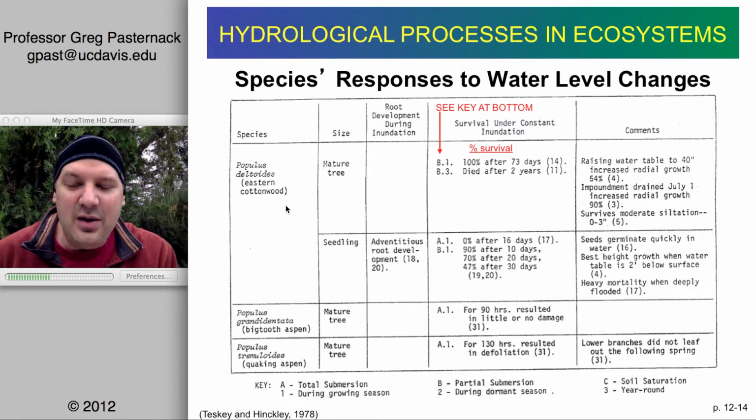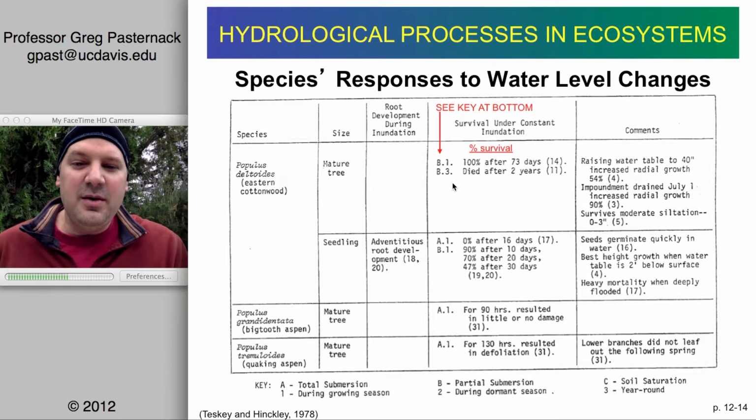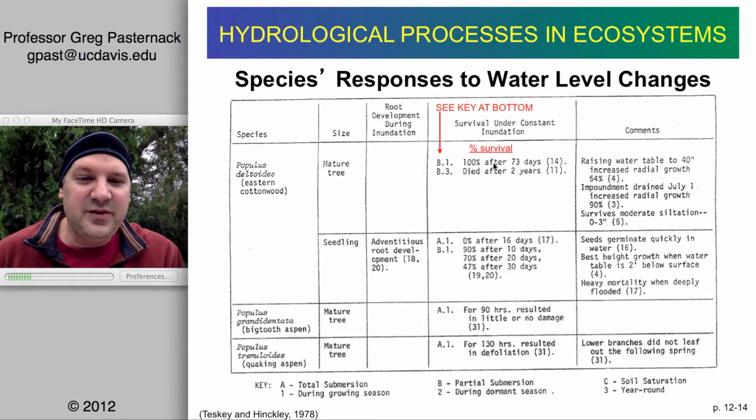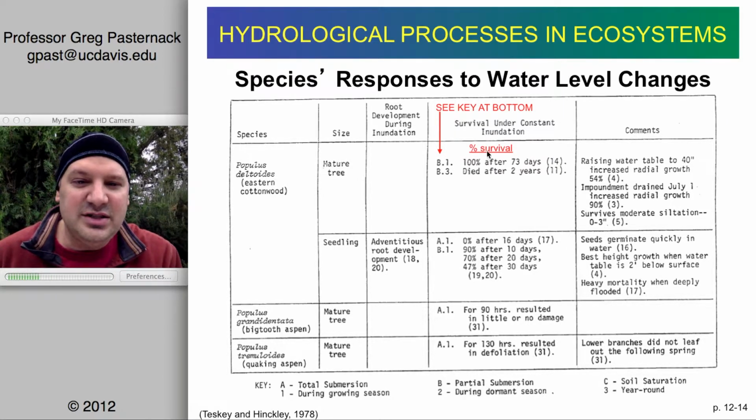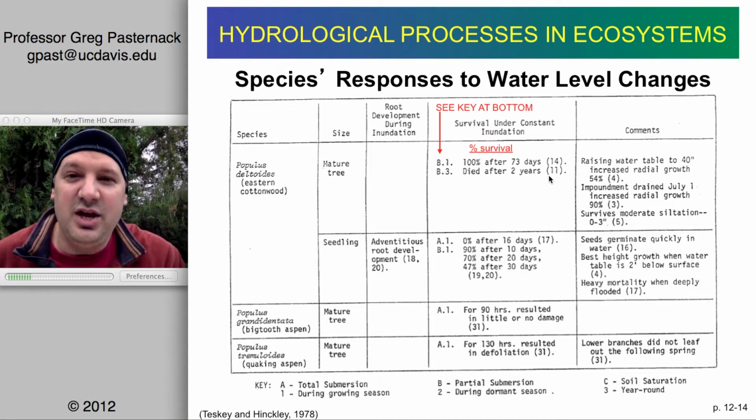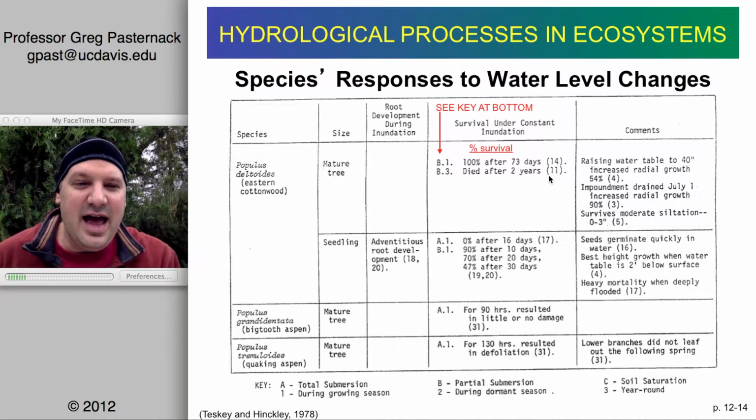If we look at the eastern cottonwood, we can look at mature tree or seedling. Seedlings can differentiate adventitious roots, but if you look at the mature trees, we have these two different studies, study 14 and 11, so it's pulling from the literature. In one study, they looked at partial submersion, that's what the B indicates, and the 1 indicates during the growing season. You can see that there was 100% survival after 73 days. On the other hand, with B3, we have partial submersion year-round. In this case, these mature trees died after 2 years. So it takes quite a long time for that to happen.